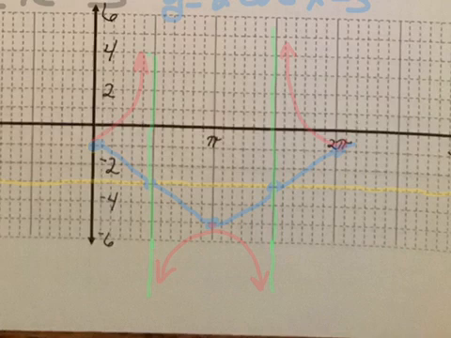So again, as you take a look at this, we moved our graph down. That's what's in yellow, our midline. The blue is our reciprocal function, cosine. And then we drew in our green asymptotes where our graph crosses that midline, where it makes its zeros. And then the red part is the actual graph for the secant.